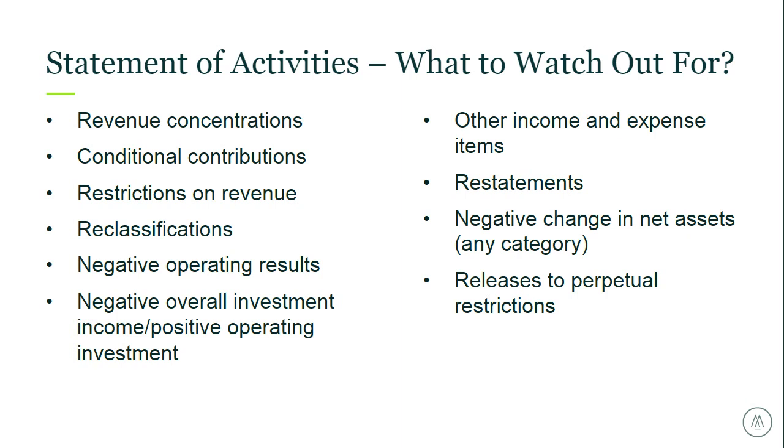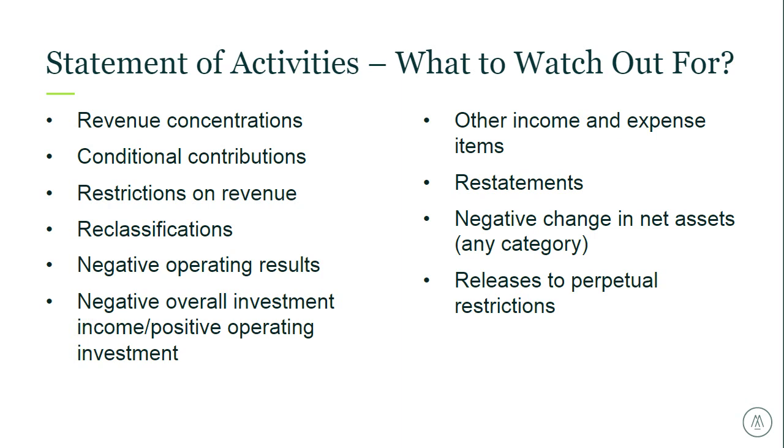Negative changes in net assets we talked about, or releases to perpetual restrictions. I bring this up because there really should never be releases to perpetual restrictions. So endowments should stay forever. And if you see use of endowments, it's usually a red flag that they're having to use some of those to fund, which really is a no-no and is against the Uniform Prudent Institutional Funds Management Act. And so it's something to pay particular attention to.